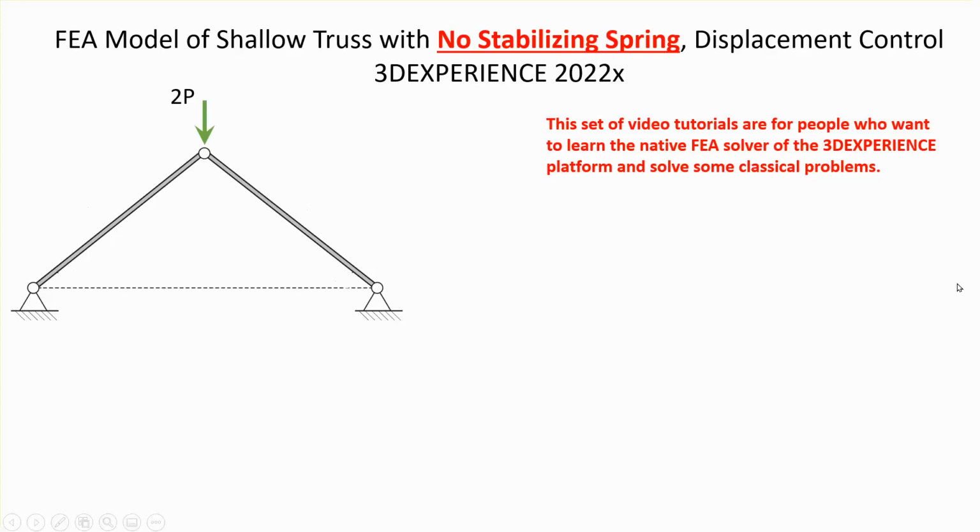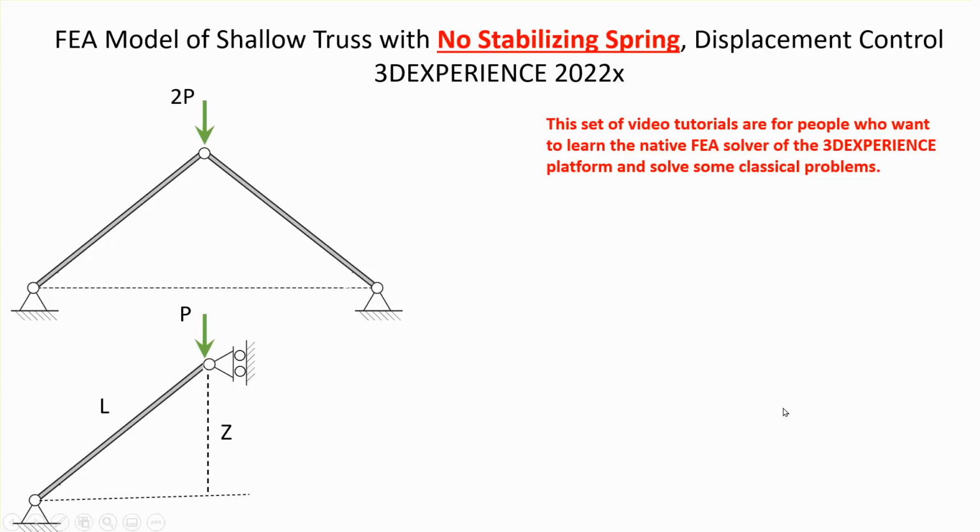Now, the problem that we want to do is a two-dimensional truss problem which is pinned at the two ends, and there is a load 2P acting on the top. Because of symmetry, we need to model only half of this, and here the length of the member is L, and this offset is Z. Shallow truss means that Z is much smaller than L.